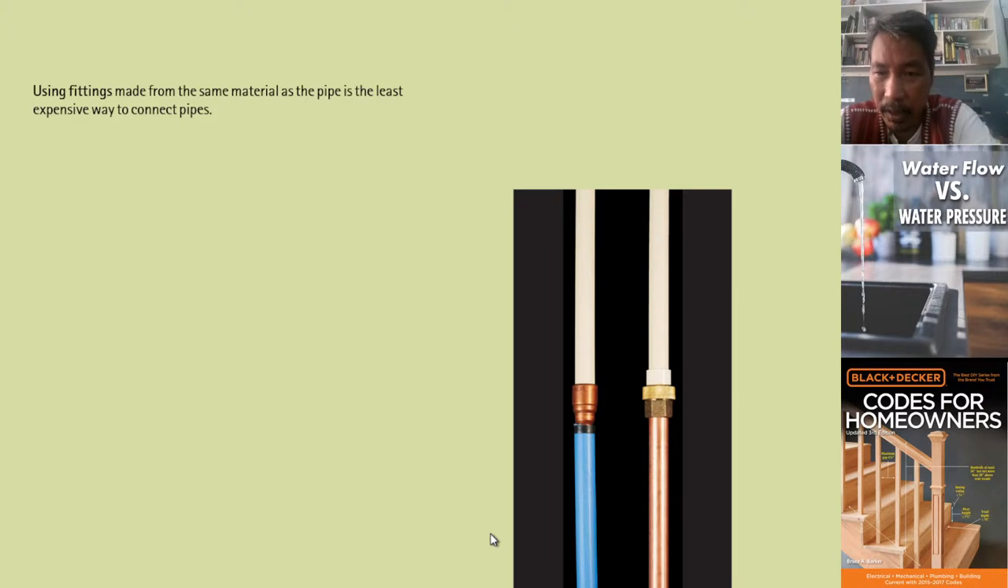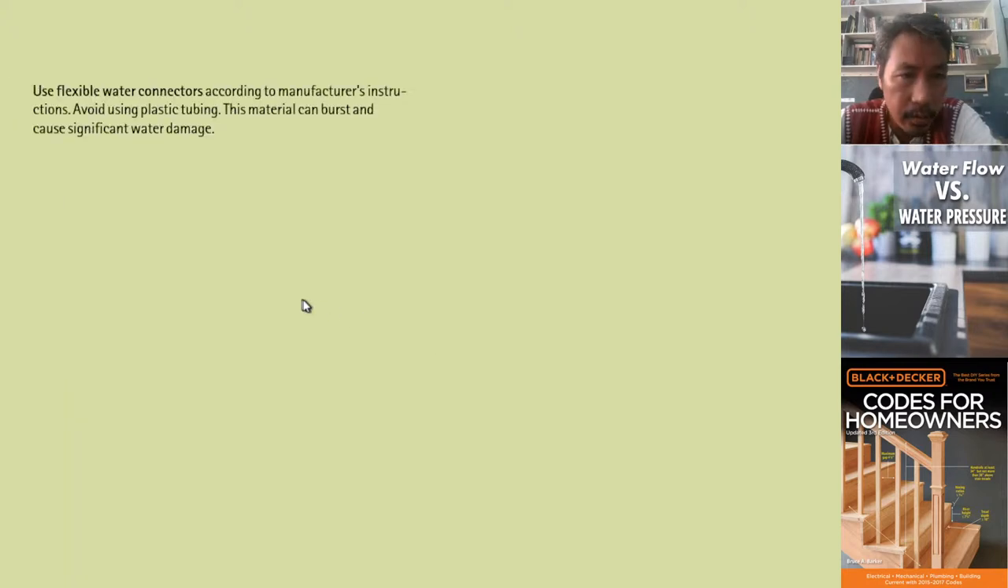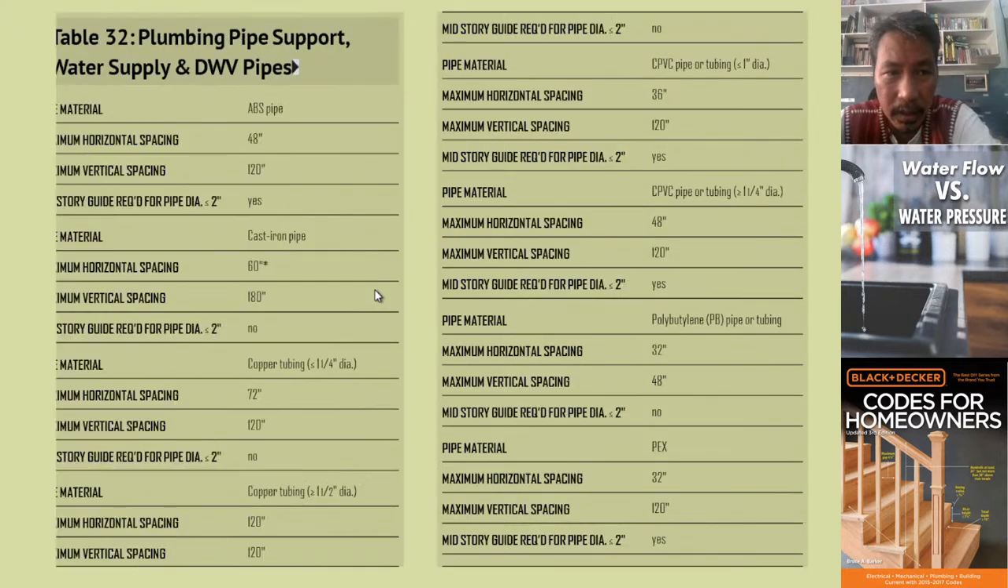Same. As much as possible, same type of material. Use mechanical fittings is a good way for homeowners to connect different pipes, to connect pipes of the same material together. Flexible pipe. These are flexible. Using flexible water connectors according to manufacturer's instructions, avoid using plastic tubing. This material can burst and may cause significant water damage.